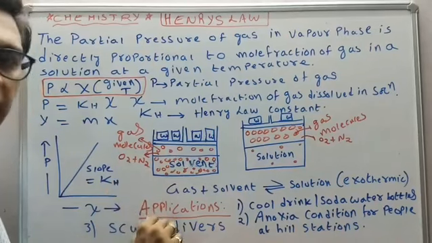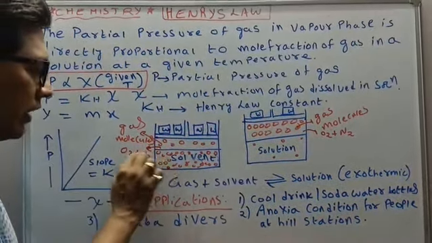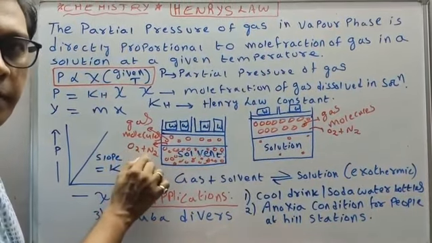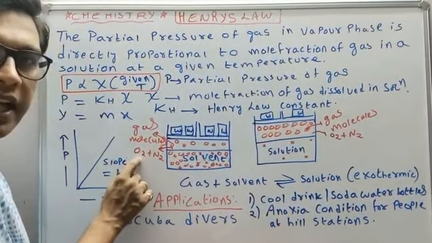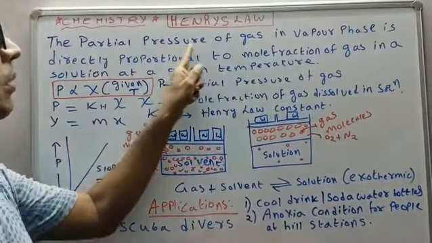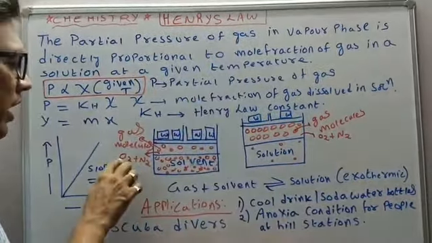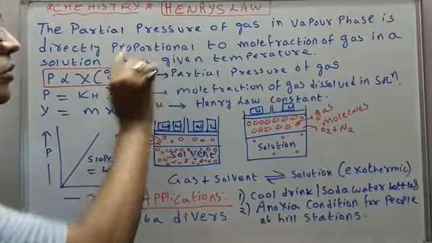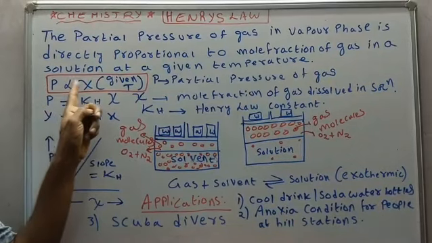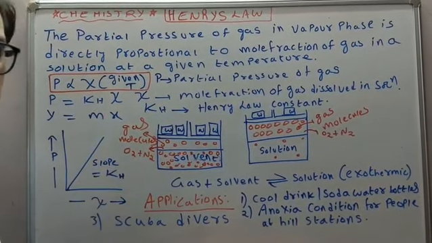Because here two gases are there. When two gases are present, the pressure of these two gases together is called the total pressure. Now I am talking about oxygen gas. That's why it is called the partial pressure of that gas. So I am talking about oxygen, and that's why we are using the word partial pressure. So the partial pressure is directly proportional to the mole fraction of the gas in the solution.